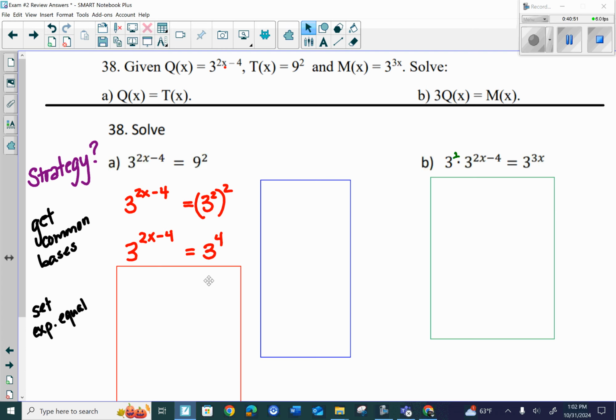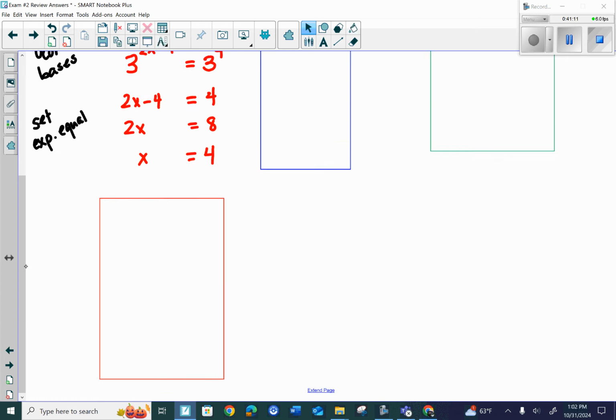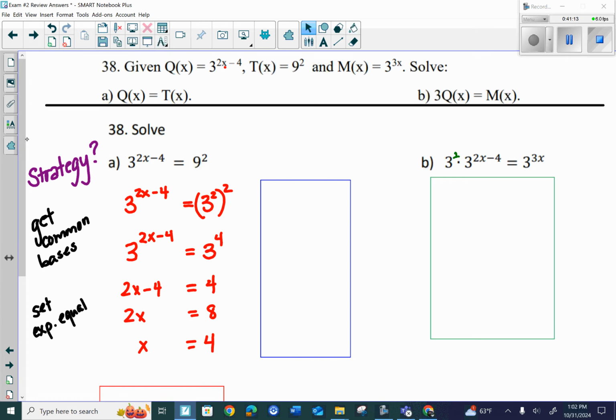Now that I have common bases, I have 3 in both cases, I just take the exponents and set them equal. 2x minus 4 equals 4. And then I solve for x by adding 4 to both sides and dividing by 2. So x is equal to 4. And of course, at the very end, you should always check that.